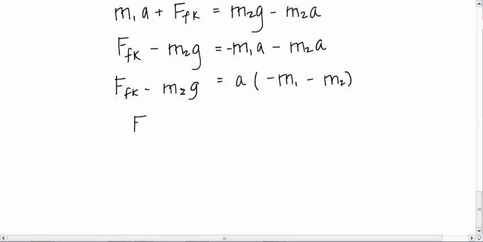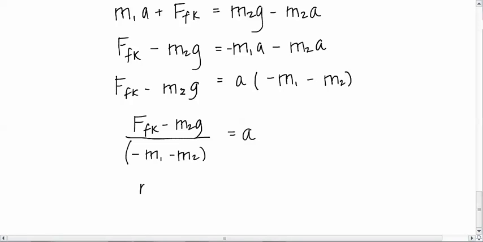So then I divide by the parentheses stuff, which would simplify to M2G minus the force of kinetic friction, divided by M1 plus M2, if you wanted to pull out the negative signs and do all that kind of stuff. That would be equal to your acceleration.